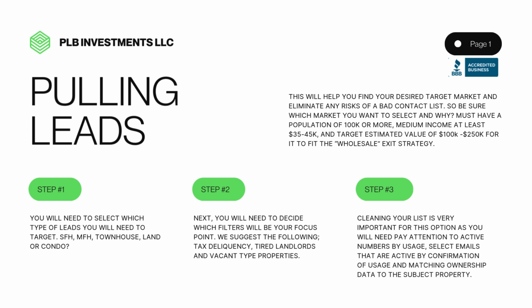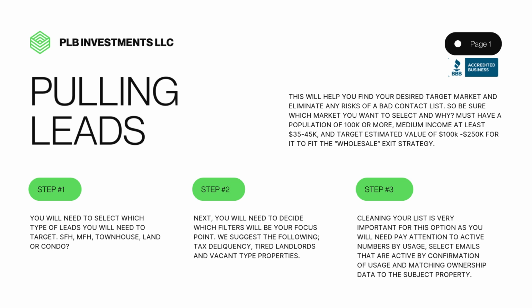Let's get started. Pulling leads. This will help you find your desired target market and eliminate any risk of a bad contact list. So be sure to select which market you want to select and why. You must have a population of 100K or more, medium income at least 35 to 45K, and target estimated value of 100K to 250K for it to fit the wholesale exit strategy.